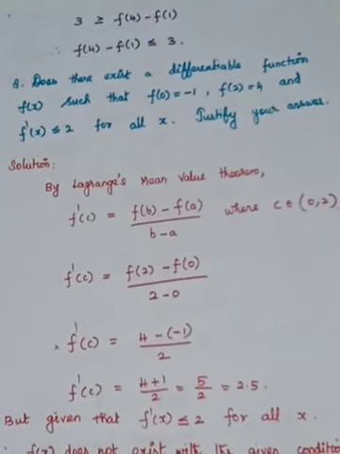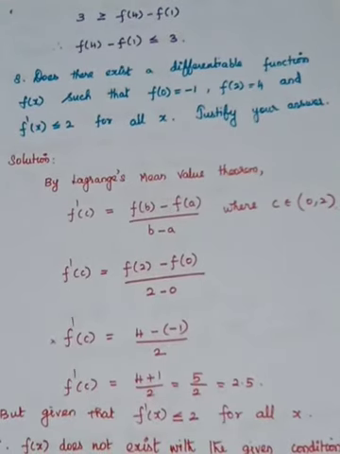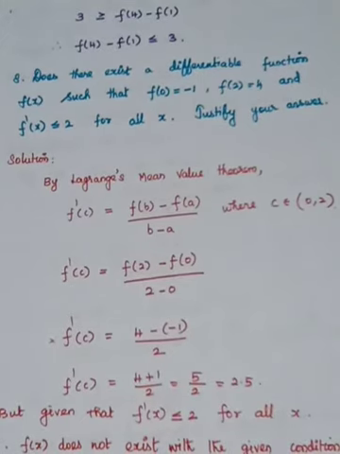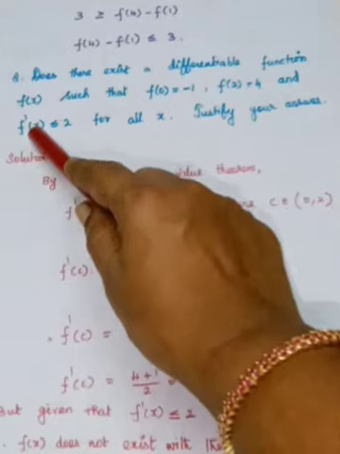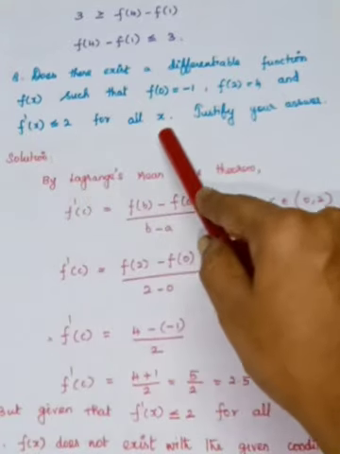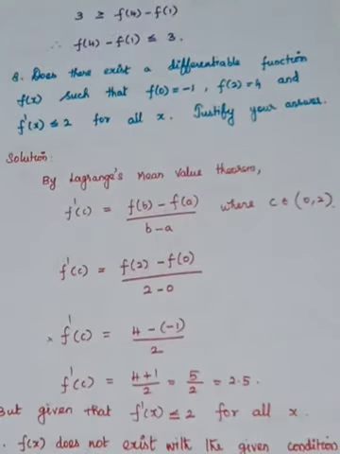So come to problem number 8. Does there exist a differentiable function f of x such that f of 0 is equal to minus 1, f of 2 is equal to 4 and f dash of x is less than or equal to 2 for all x? Justify your answer. So here we are going to use the mean value theorem. Here it is given f dash of x is less than or equal to 2 for all x. So it is differentiable, and every differentiable function is continuous.